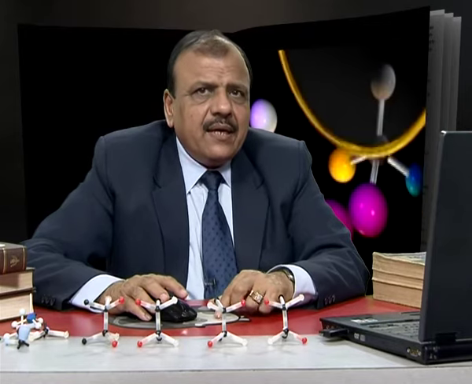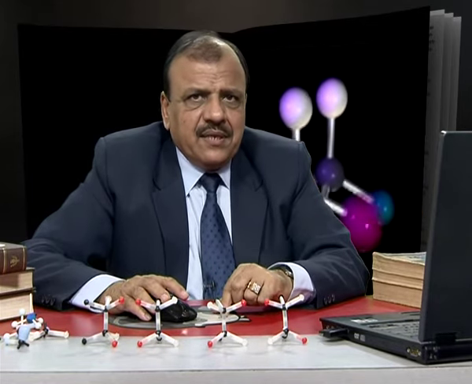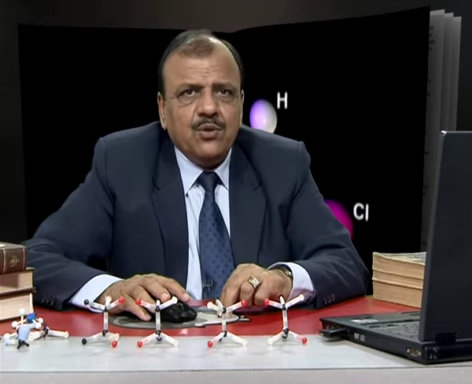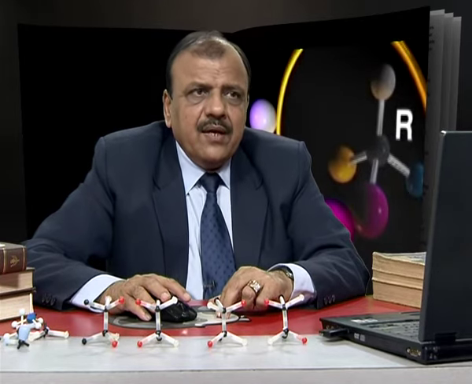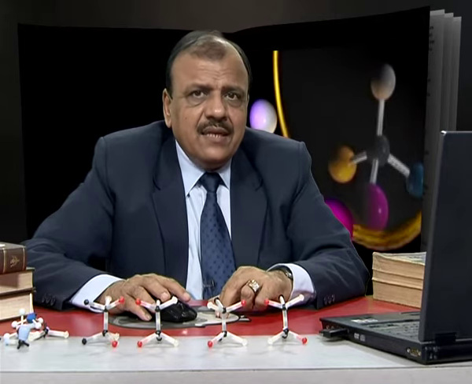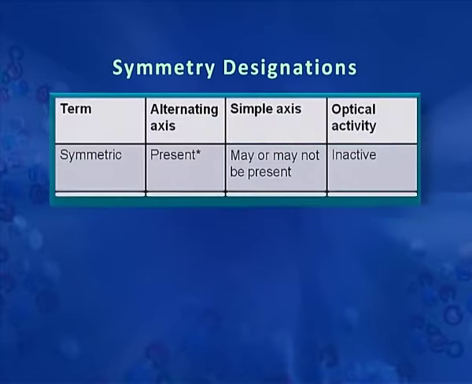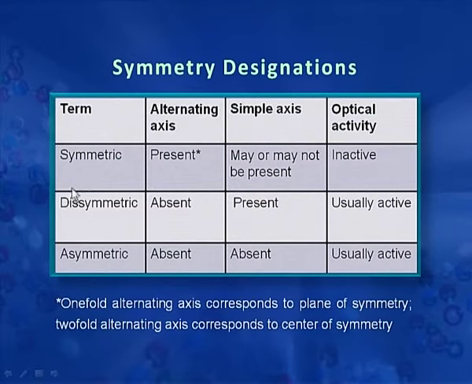Now, if a molecule contains some element of symmetry out of the plane of symmetry, center of symmetry and alternating axis of symmetry, those molecules were called symmetric molecules, and if they were absent, then earlier the name given was asymmetric molecules. But suppose an asymmetric molecule contains a simple axis of symmetry, then these symmetry designations are slightly changed now. We say that a molecule is symmetric if a simple axis of symmetry may or may not be present, but an alternating axis of symmetry is present. Here one more thing I would like to add, that a one-fold alternating axis of symmetry corresponds to a plane of symmetry.